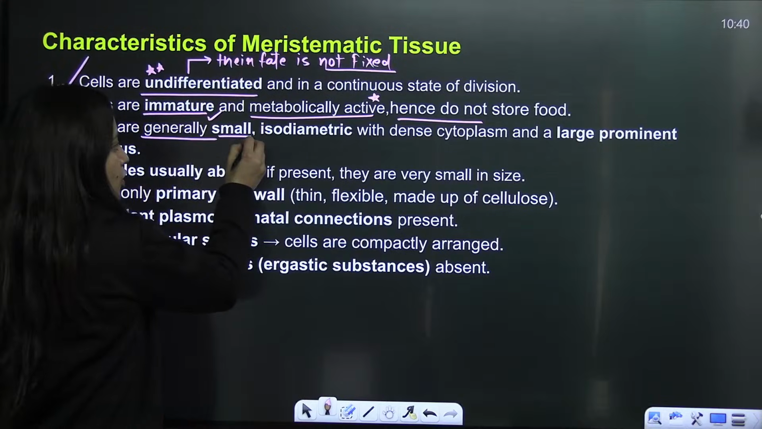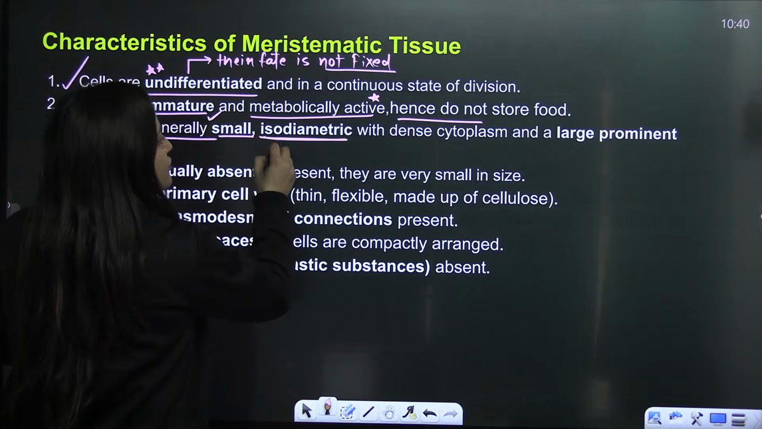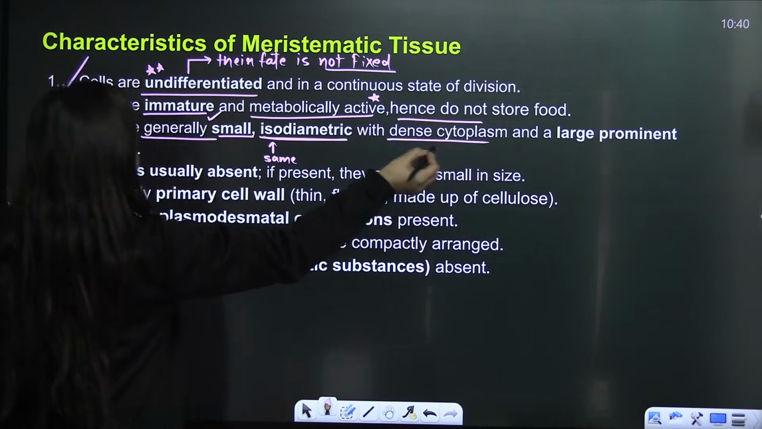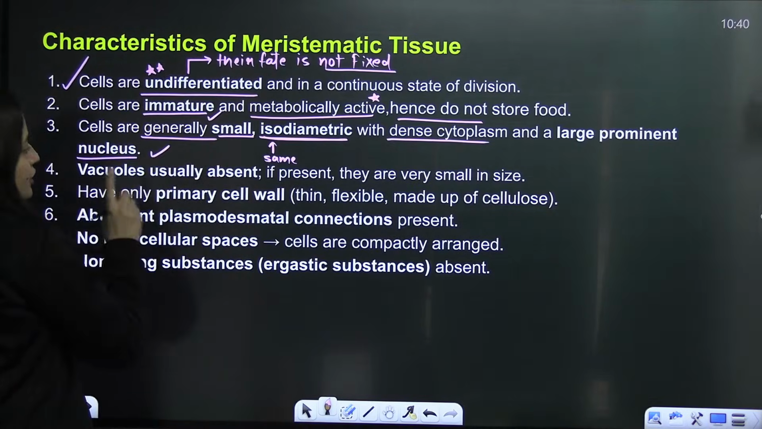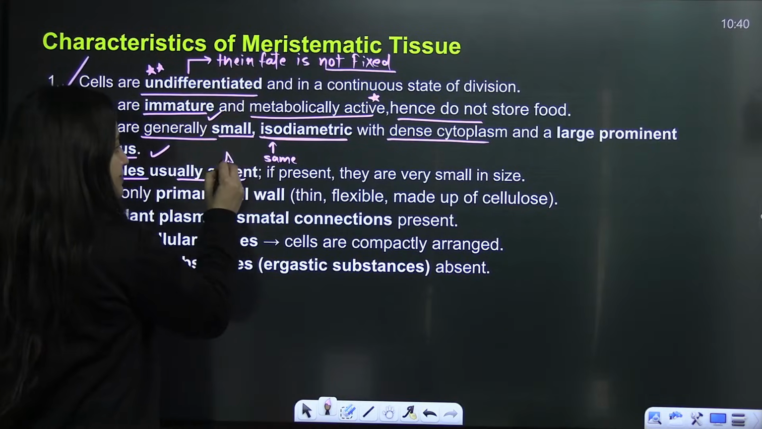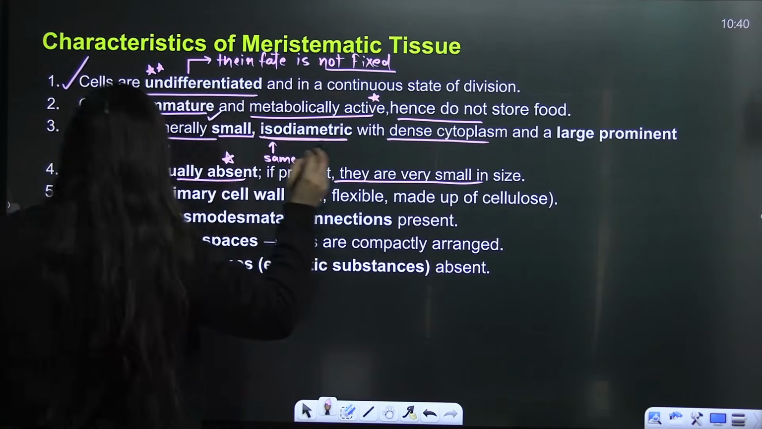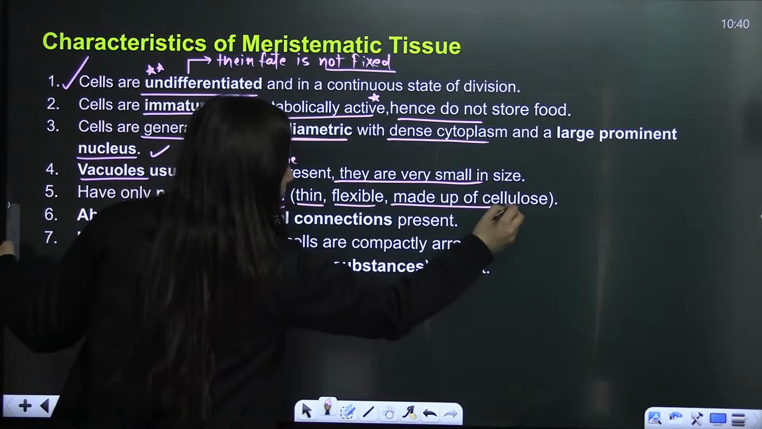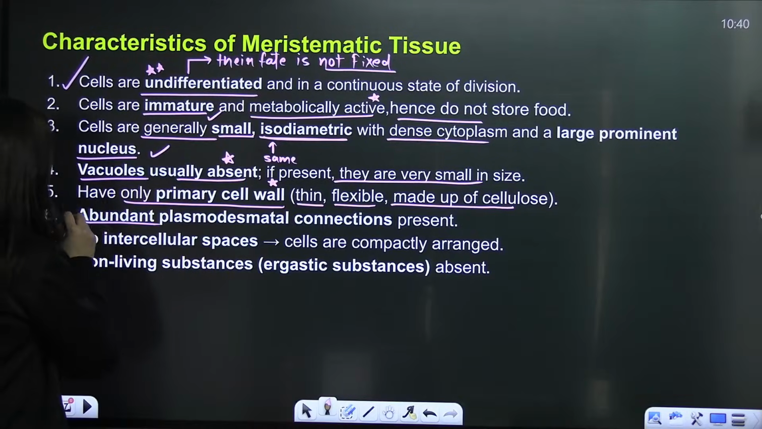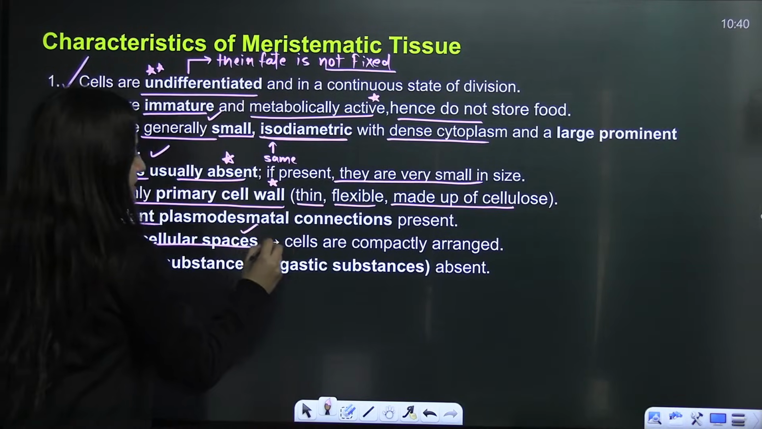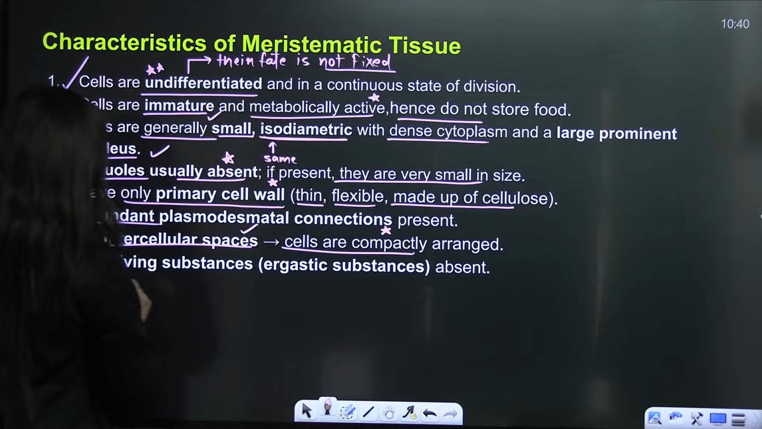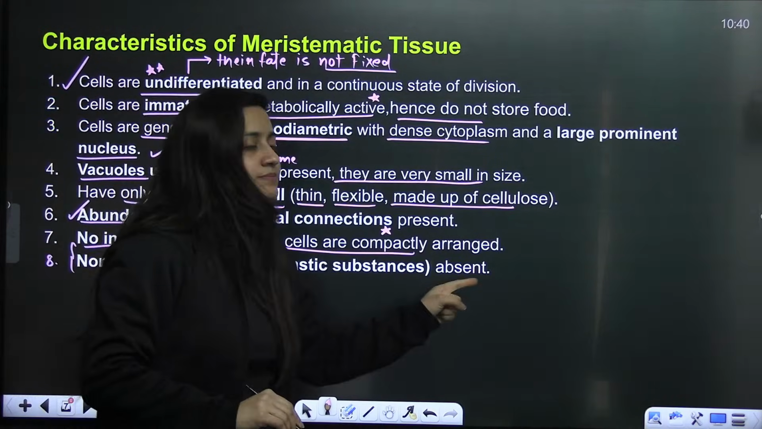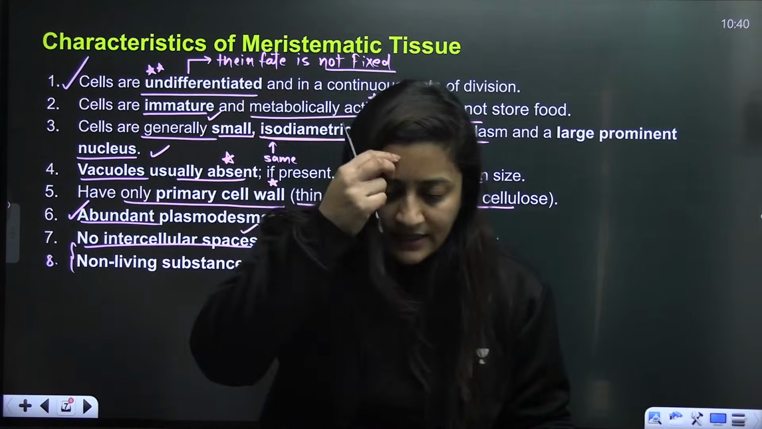Cells are generally small, they can be isodiametric. Iso means same diameter. The cytoplasm is dense and there is a large prominent nucleus. Vacuoles are usually absent, but if they are present, they are very small in size. They have only a primary cell wall, which is thin, flexible, made up of cellulose. Abundant plasmodesmatal connections. No intercellular spaces. Cells are compactly arranged here. Non-living substances, ergastic substances, are absent. Is that clear? They are absent.